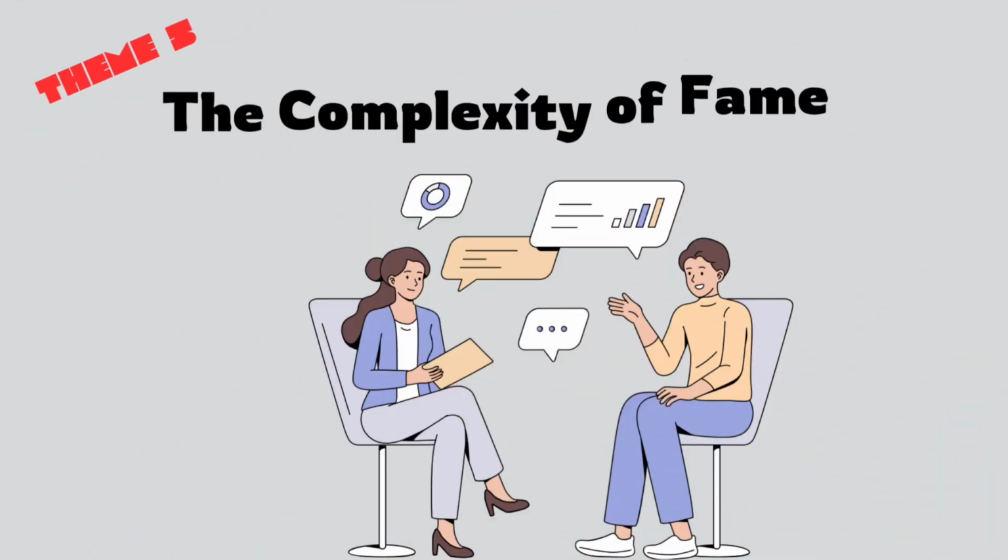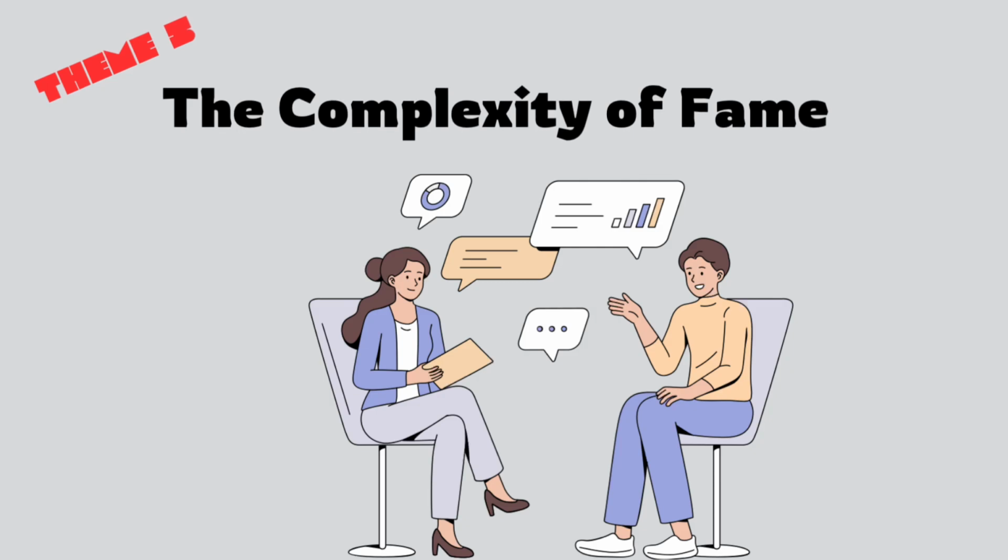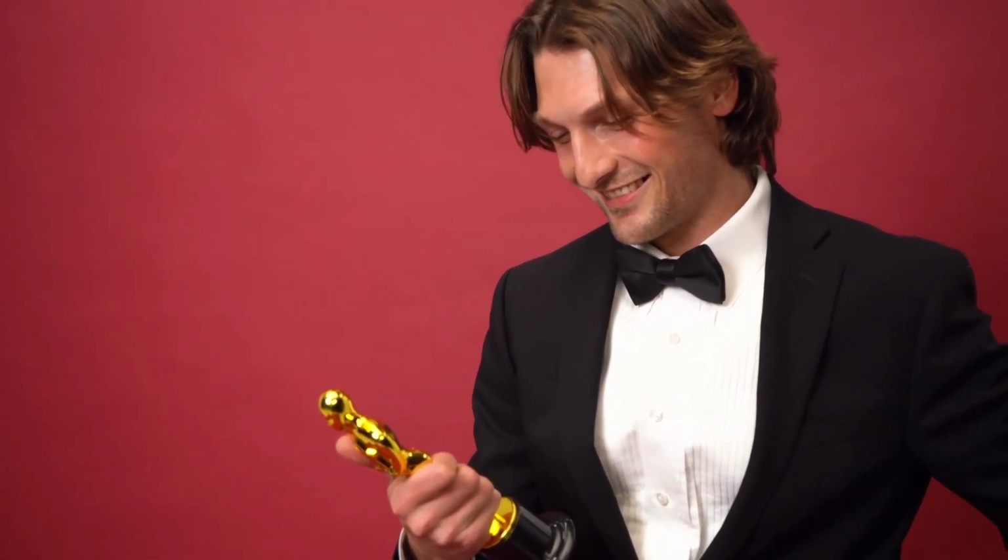The final theme is the complexity of fame. This chapter reveals how fame can mean different things to different people. For some, it's a burden that brings unwanted attention. For others, it's an opportunity to reach a larger audience. Umberto Eco strikes a balance.